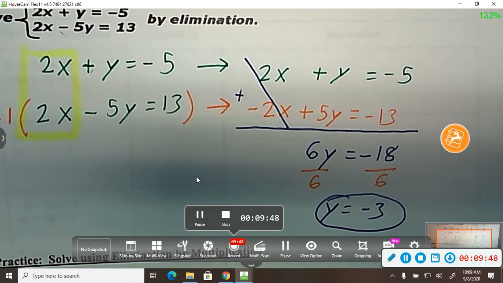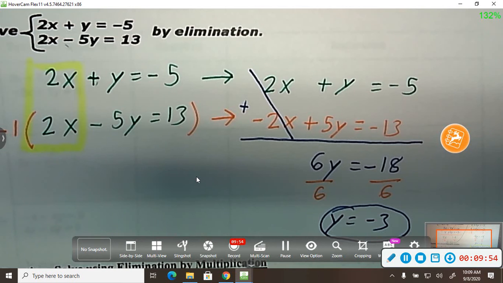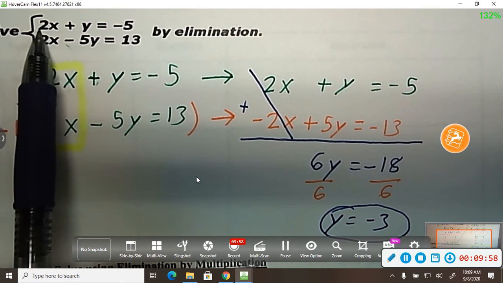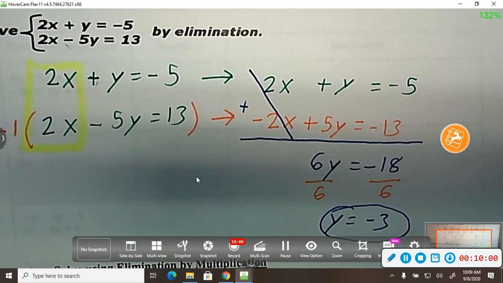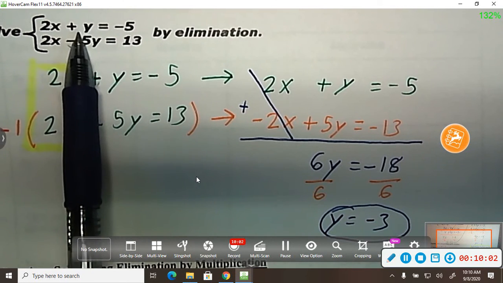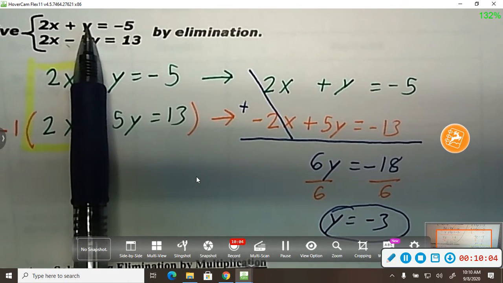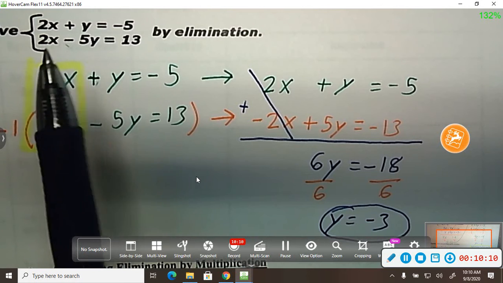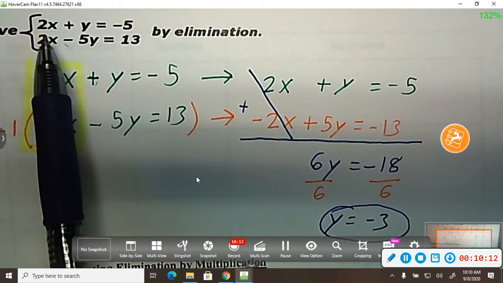Alright, now we need to find the x value. I know y is negative 3. So I'm going to go back and pick, it's usually better, one of the original equations. And so you're going to plug y as -3 in. If I plug it in here, it's easier than plugging in here because then I get 15. But really it doesn't matter. So I am going to plug into the first one.